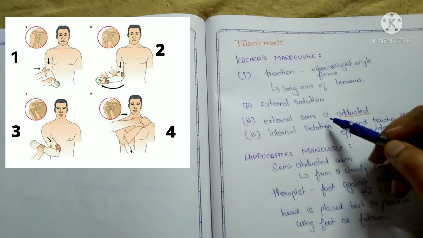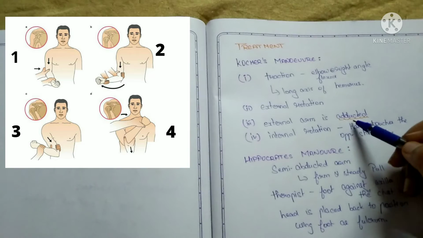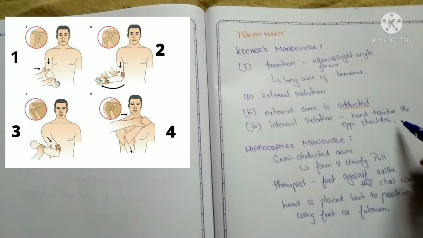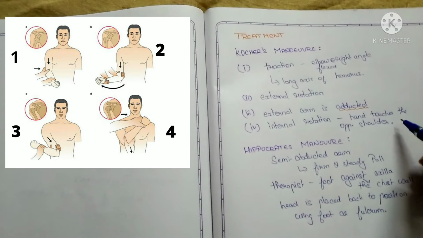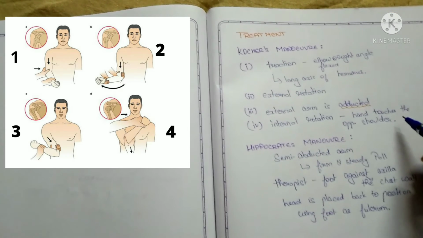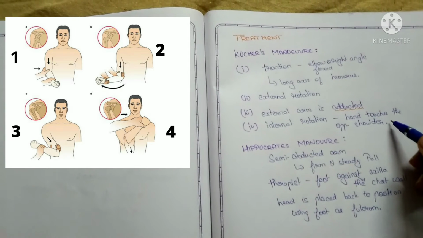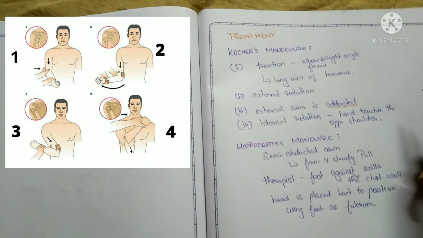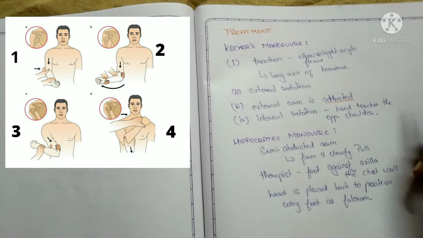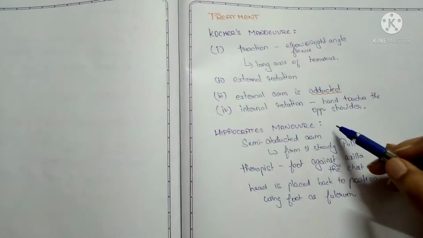After the external rotation, the arm is adducted. So can you see in the photo? The arm is adducted along with external rotation. Then the fourth step is the internal rotation. In internal rotation, the hand is made to touch the opposite shoulder. So this is the process. These are the steps in the Kocher's maneuver. So what are the four steps? First is the traction. Second is the external rotation. Third is adduction. Fourth is internal rotation. And this is the most common method.